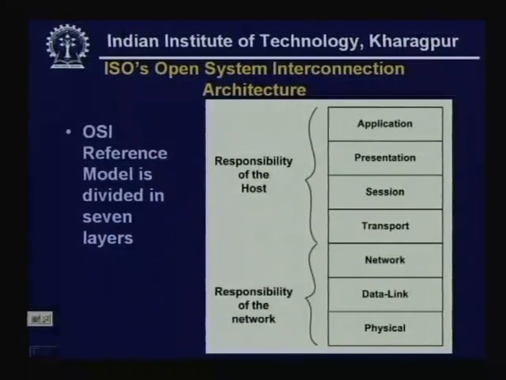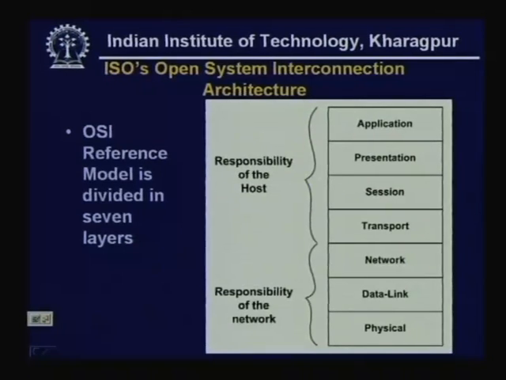So, we have discussed the concept of layering, and the concept of interface, the interface access points through which the communication takes place between two layers. We have also discussed some services and some service primitives. Let me explain with the help of an example of a layered architecture.